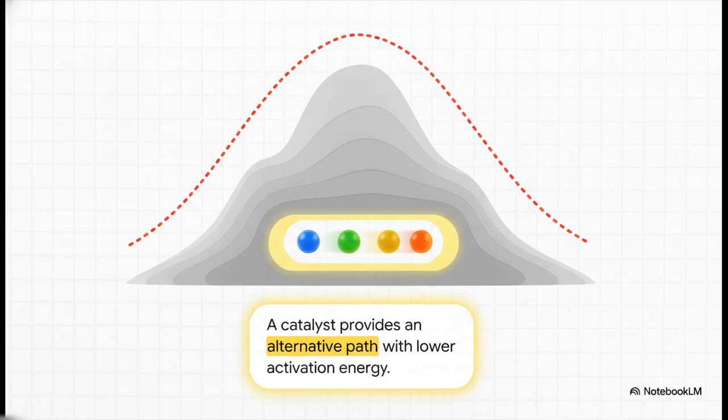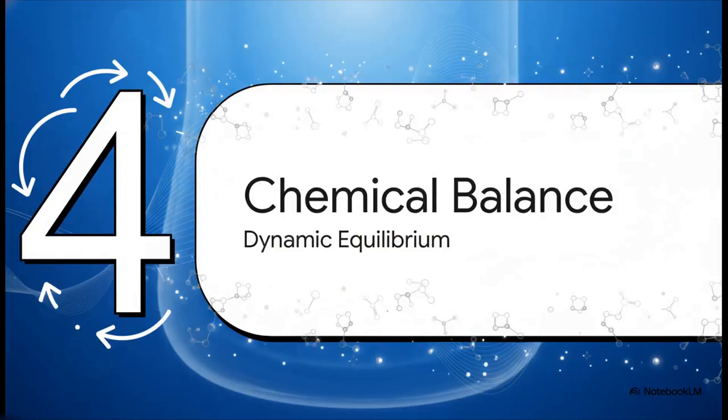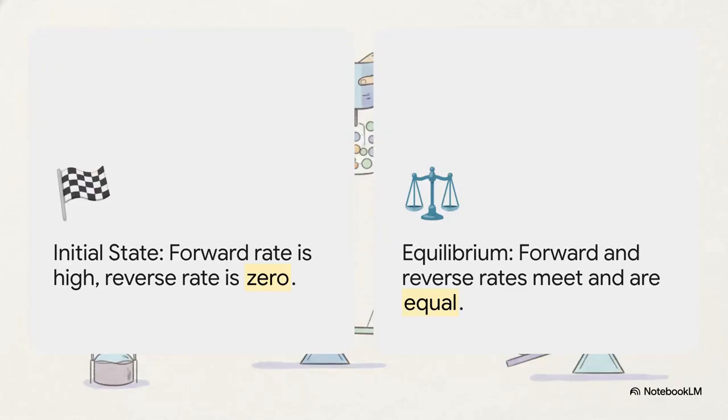Pretty cool, right? But reactions don't just speed along infinitely. Eventually, things settle down. Which brings us to Section 4, the art of chemical balance, dynamic equilibrium. You can kind of think of a reaction like a busy two-way street. When it first starts, the forward rate of creating products is super high, and the reverse rate is literally zero because, well, there are no products yet to go backward. But over time, the forward rate slows down and the reverse rate speeds up. Eventually, they hit equilibrium.